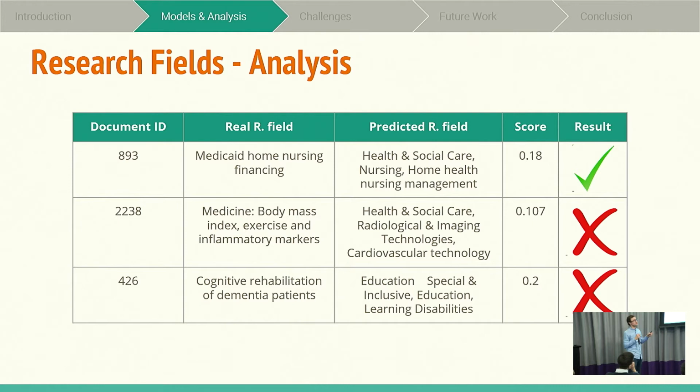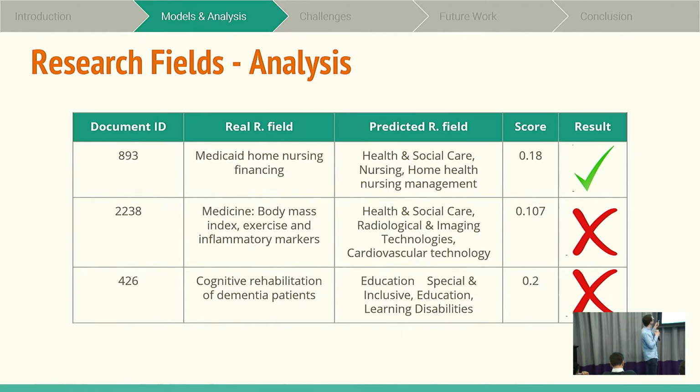Let's move on to the analysis of this system. We tried with 20 random publications and we got the right answers for 11 documents. Actually, the best thing about this model is that it can retrieve really, really fine-grained fields. For example, in the first one, the research field is nursing, home health, nursing management. It's really fine-grained.